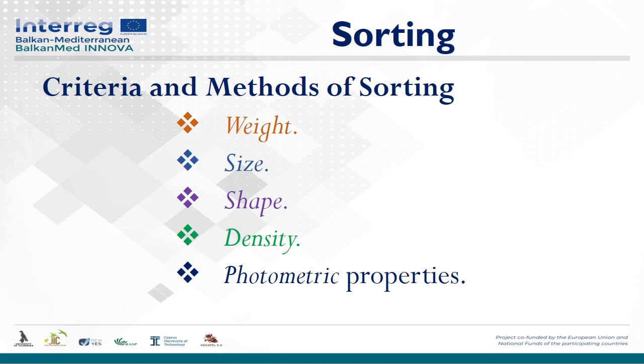Criteria and methods of sorting are based on the physical properties of each fruit and vegetable. Let's have a look at some of the properties of raw materials that affect and help to sort products. Weight is the first criterion. It is usually the most precise method used for sorting. Many foods can be classified because of their weight.